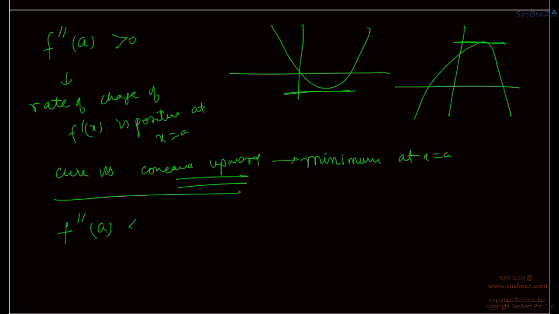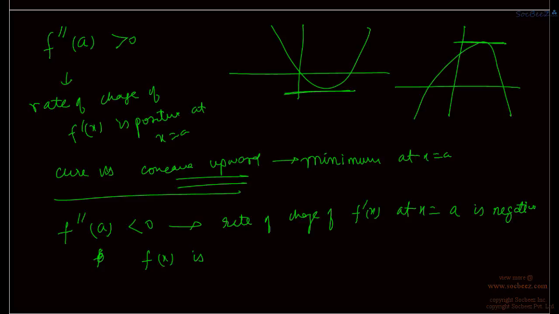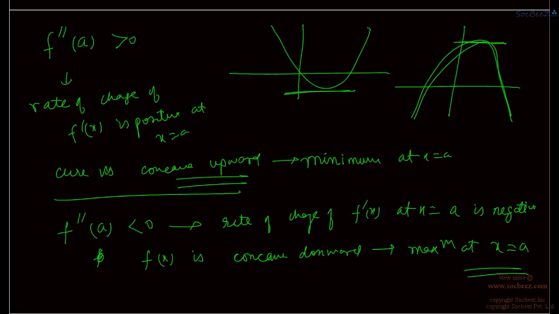And if f double dash a is less than 0, then the rate of change of f dash x at x is equal to a is negative, right? So we have the nature of the curve, that is, the curve is concave downward. This is concave downward, or we can say maximum at x is equal to a, right?